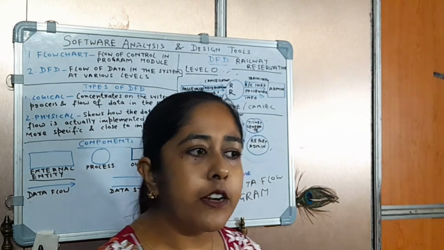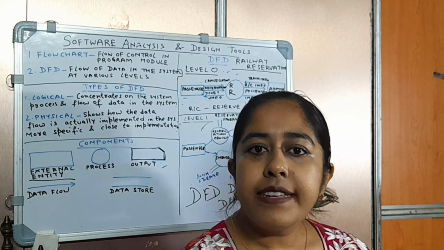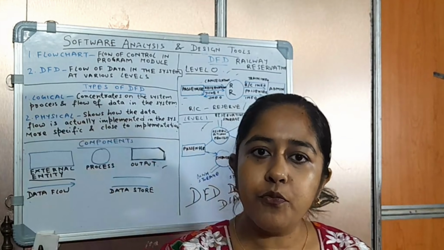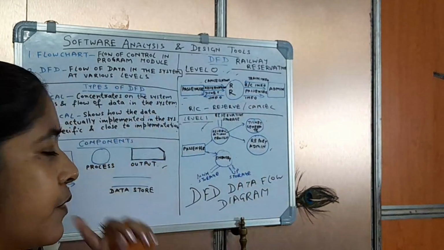Output symbol. Whenever you want to show any output, suppose you are telling about some RMS calculator, you have to show the input, the processing and the output. That output you will show with this particular symbol. This is my output symbol.